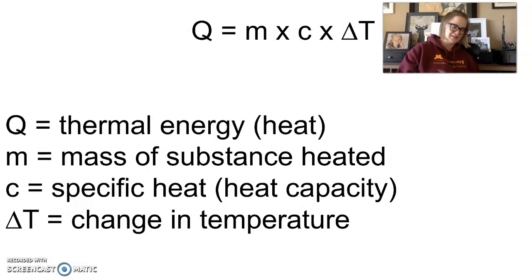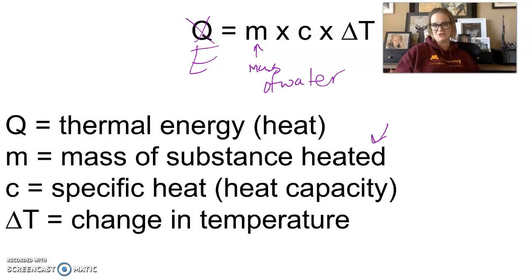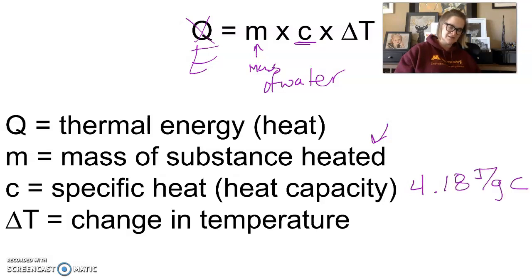So here's the equation. They picked the letter Q, which is kind of annoying because it's energy. This is the equation they use for it. They take the mass of the substance being heated, which is usually water, and multiply it by C, a constant, and that constant is 4.18 joules per gram Celsius, times delta T, which is the change in temp. And this has nothing to do with gases, so you don't have to worry about Kelvin.